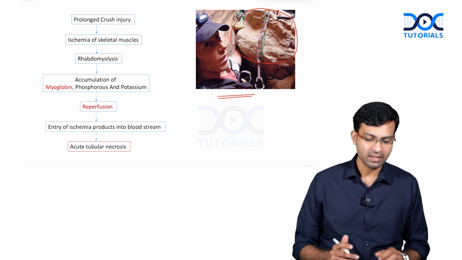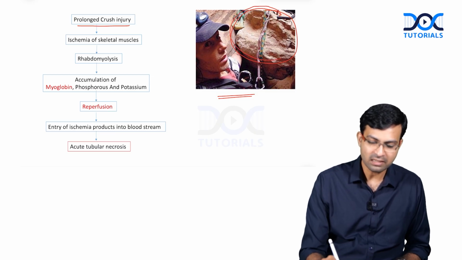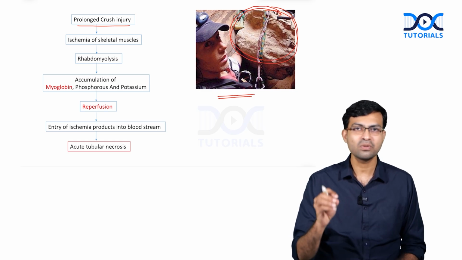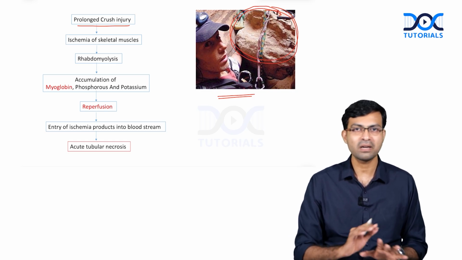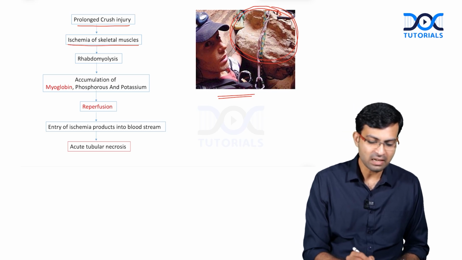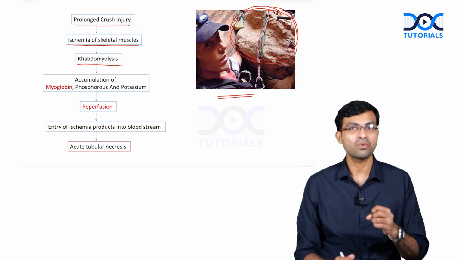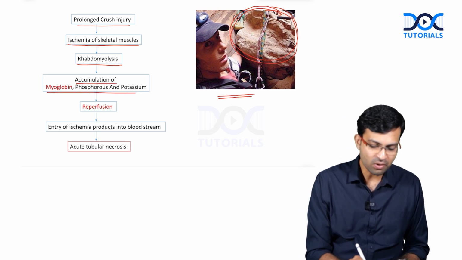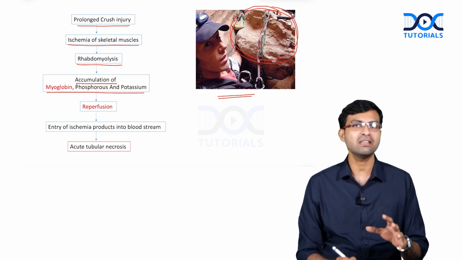Whenever there is a prolonged crush injury, for example, he has been like this for, let's say, 2-3 days, there is crushing of the tissues there. The tissue would have been dead by around 12 or 18 hours. The tissue would be completely dead. Now, what is the next process? There will be ischemia of skeletal muscles and rhabdomyolysis. The skeletal muscles will get broken down, and there will be accumulation of myoglobin, phosphorus, potassium and all other toxic metabolites in the crushed arm.